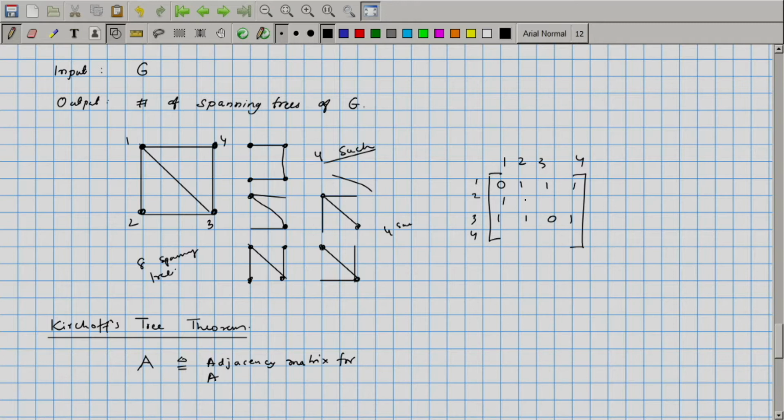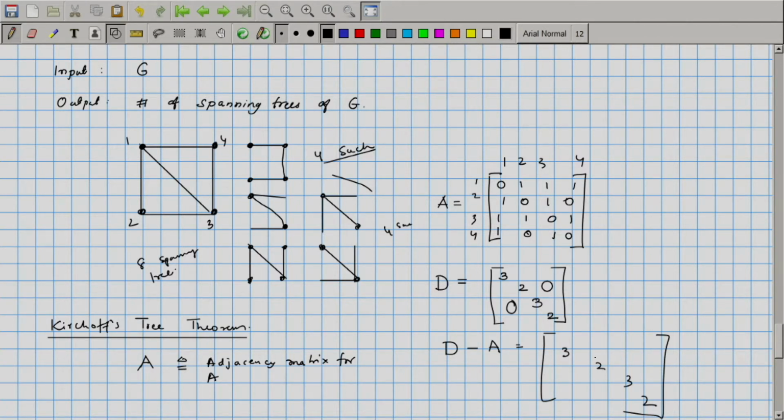2 1 is an edge, 2 0 is not an edge, 2 3 is an edge, this is not an edge. 4 1 is an edge, 4 3 is an edge, the others are not an edge. This is the matrix A, and we can have a diagonal matrix which lists the degree of each vertex. So, 1 is of vertex degree 3, 2 is of degree 2, 3 is of degree 3 and 4 is of degree 2 and everything else 0. So, if you look at the matrix D minus A, that is going to be the following matrix with 3, 2, 3, 2 on the diagonal, the off-diagonal entries are 0 or negative.